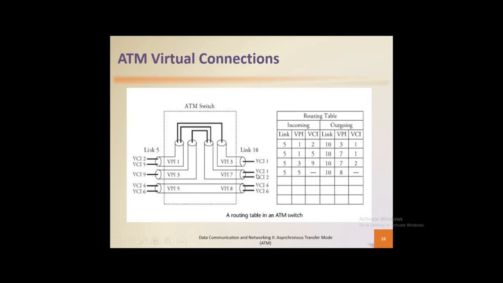For the outgoing, for path 3, we have channel 1, which was probably switched from path 1. And then for path 7, we have channel 1 again, so multiple channels. And then same path 7, we have channel 2, and then for path 8 there was nothing.